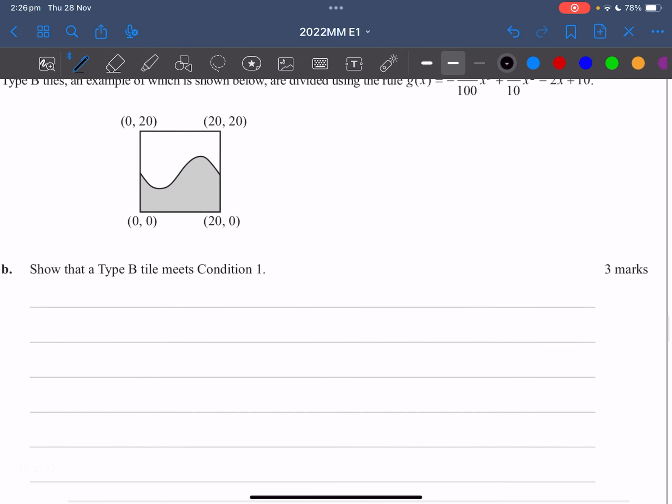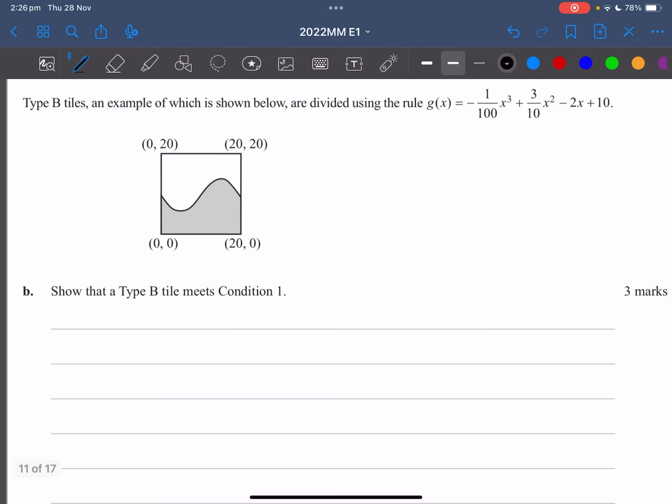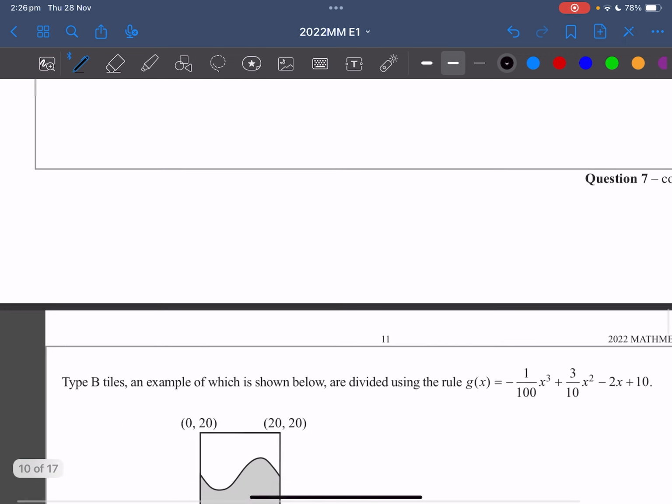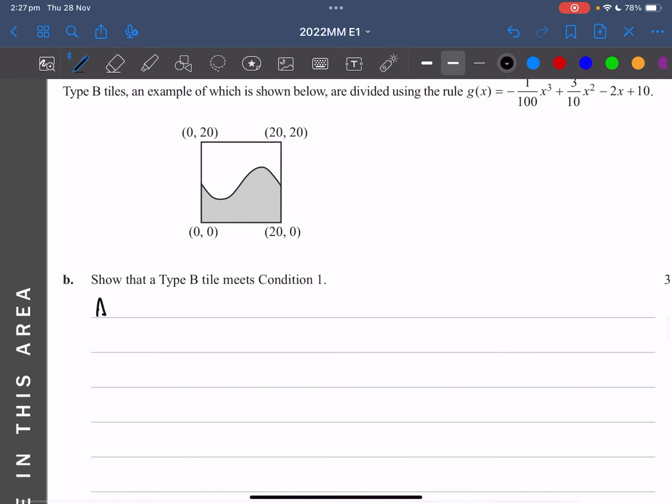Alright, so type B tiles is an example. Type B tiles, an example of which is shown below, are divided using this rule. So show that type B tile meets condition 1. Condition 1 again is covering half the area basically. So we know that the area of a tile is equal to 400 centimeters squared. So half the area is equal to 200 centimeters squared, which is simply divided by 2.